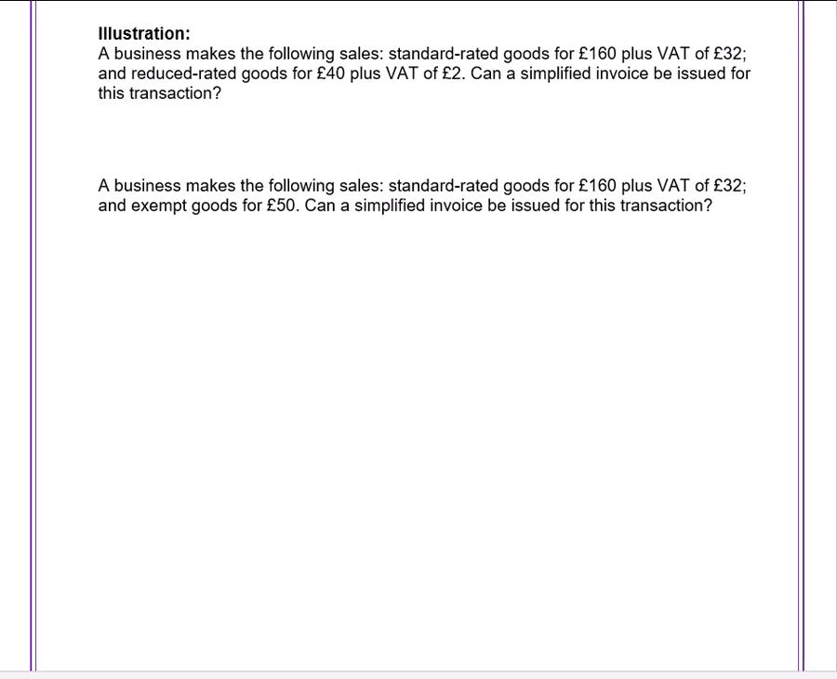A business makes the following sales: standard rated goods for £160 plus VAT of £32, and reduced rated goods for £40 plus VAT of £2. Can a simplified invoice be issued for this transaction? I hope you're thinking of the limit for the simplified invoice and the rule that you cannot include an exempt item, but every other thing can be put into a simplified invoice. So we need to check for the limit.